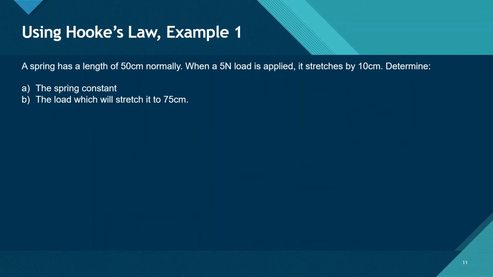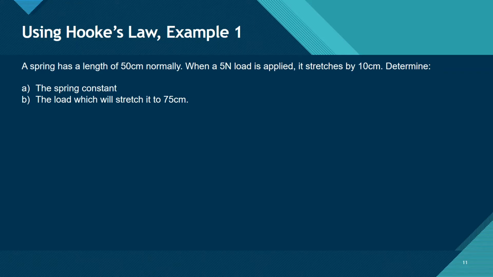So let's put Hooke's law to use. This question says a spring has a length of 50 centimeters normally. When a 5 Newton load is applied, it stretches by 10 centimeters. Determine A, the spring constant, and B, the load which will stretch it to 75 centimeters.